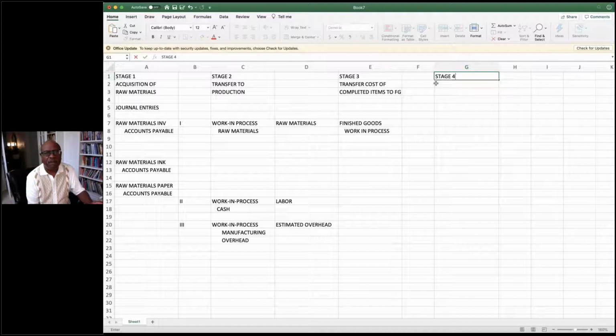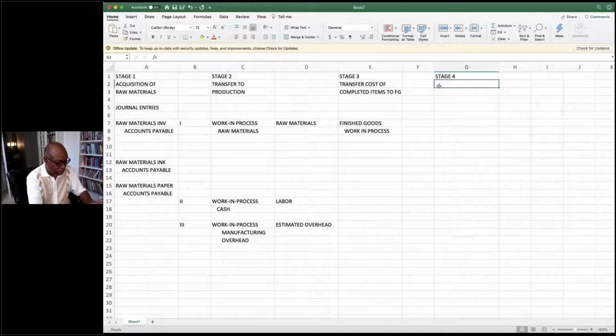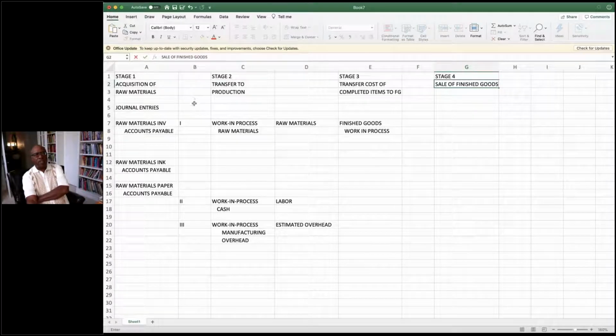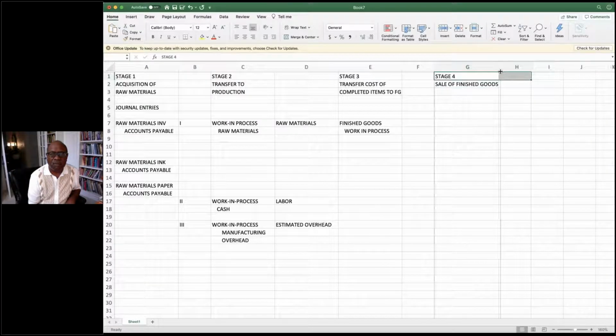Then we have stage 4. What happens in stage 4? We're going to sell the finished goods and transfer a cost from the finished goods to the cost of goods sold. That's a lot. So, sale of finished goods. And that's why we made them, to sell them. So we bought the raw materials, transferred them to work in process to make the item. Then we made it. Now we're selling it. That's when we're really happy, when we are selling the item.